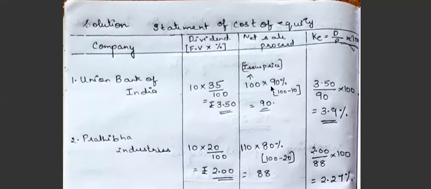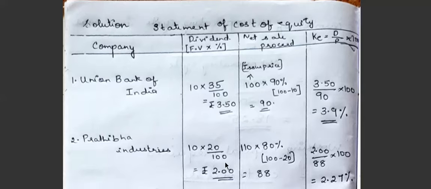How did you get 90? 100 is the total price, which will be the same for all; you take 100 minus the issue expenses. That is 90, which is assumed. So 100 into 90%, you will get 90 rupees. Now divide 3.50 by 90 into 100, you will get 3.9%. Next, Pratibha Industries. Same, face value is 10 rupees, 20% is the dividend.